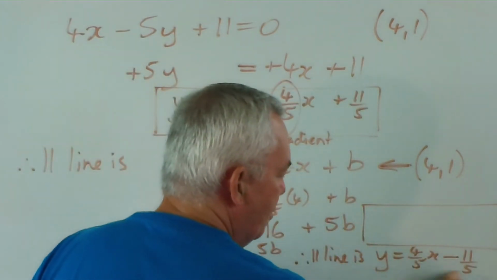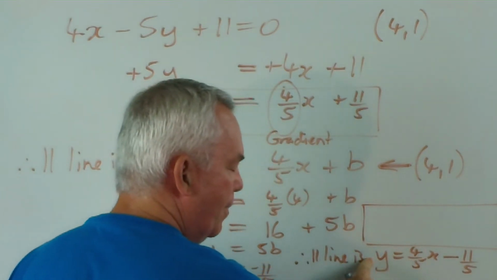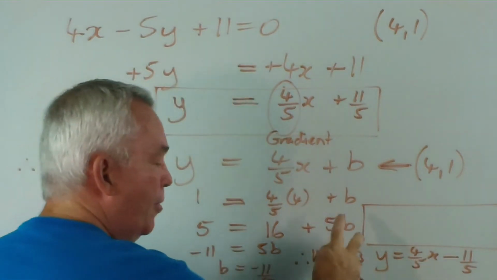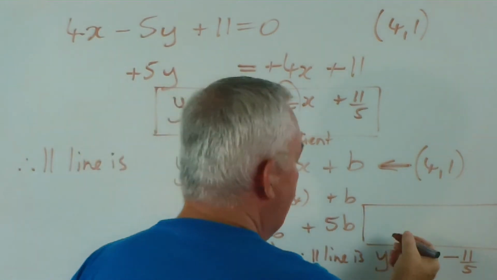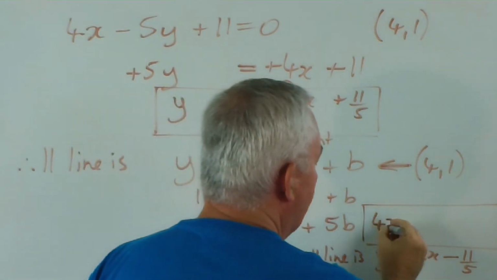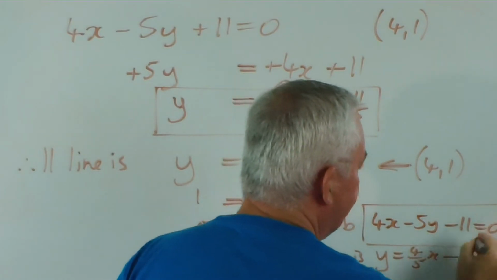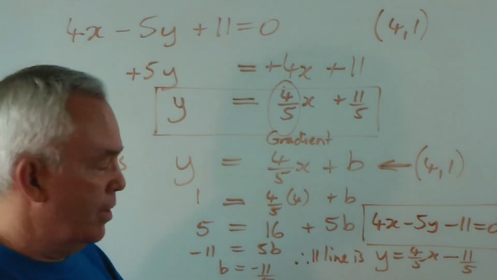If I multiplied everything by 5 to get rid of these fractions, I'll get 5y equals 4x minus 11. And if I took the 5y over here, because the 4x is positive, I would get 4x minus 5y minus 11 is 0. And that would be the general form as the result.